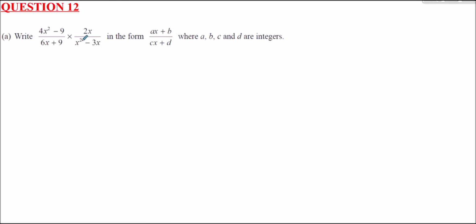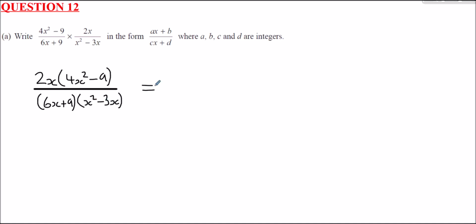So if we're multiplying one fraction by another, whether it be algebraic or numeric, we just simply multiply the tops together and multiply the bottoms together. And so here, we can just simply multiply the tops, which gives us 2x multiplied by 4x squared minus 9, all over the bottom two multiplied together. So that's 6x plus 9 multiplied by x squared minus 3x.